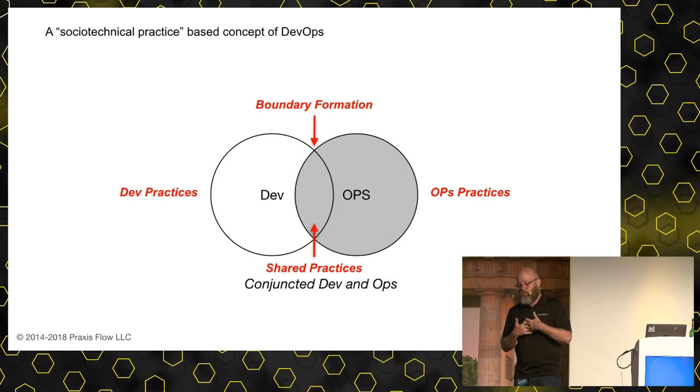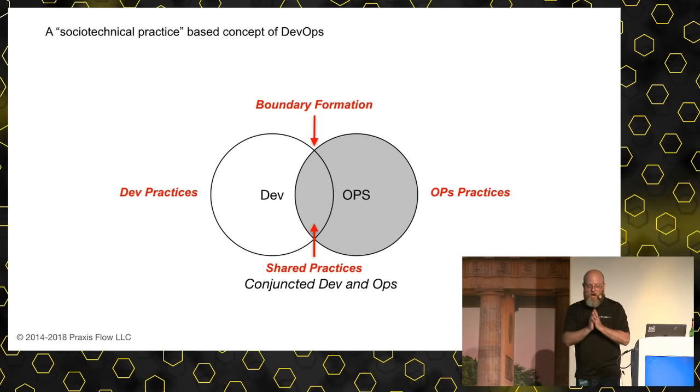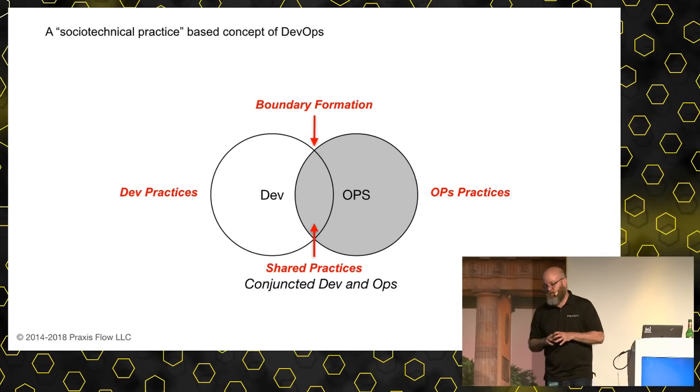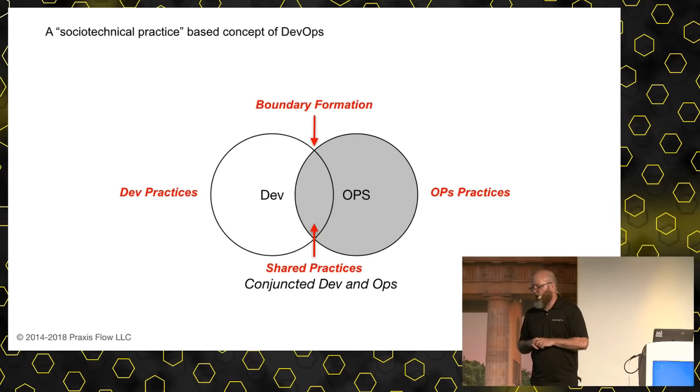It's not all the practices. There are dev-specific practices, there are ops-specific practices, but there are shared practices, and those practices need to be done in a different way. And this set of practices defines what the boundary between dev and ops is. And I think understanding what those shared practices are is critical. I also, well, I'll get to that, so I won't skip there.